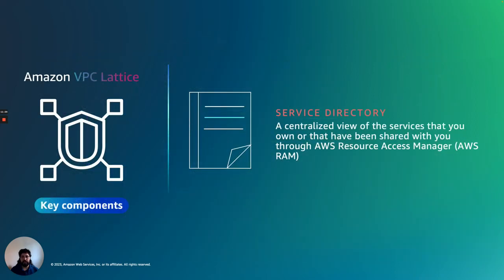And the service directory. This is an account level view of all the services you created or were shared with you via Resource Access Manager. Developers can jump into the console, find the service they are looking for, copy the DNS name, and get going. This also gives admins a really easy way to audit the services a specific account has access to.